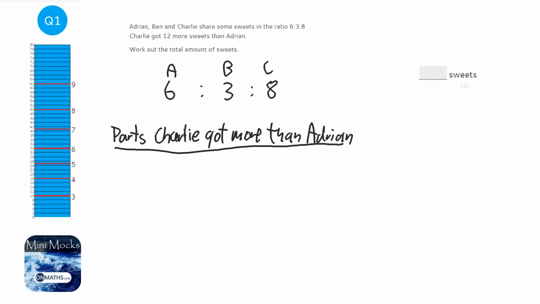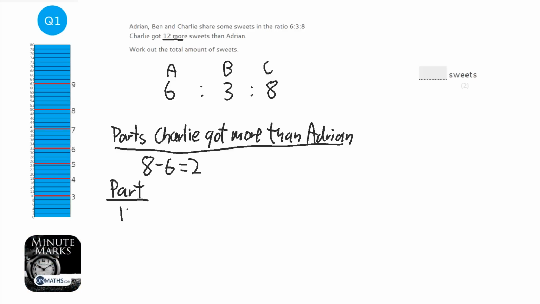Okay, so he got 8 take away 6 is 2, so he got 2 more parts. And so let's have a look and see what one part is worth. Those 2 parts equate to 12 more sweets, so we do 12 divided by 2, 6. So each part is worth 6 sweets.